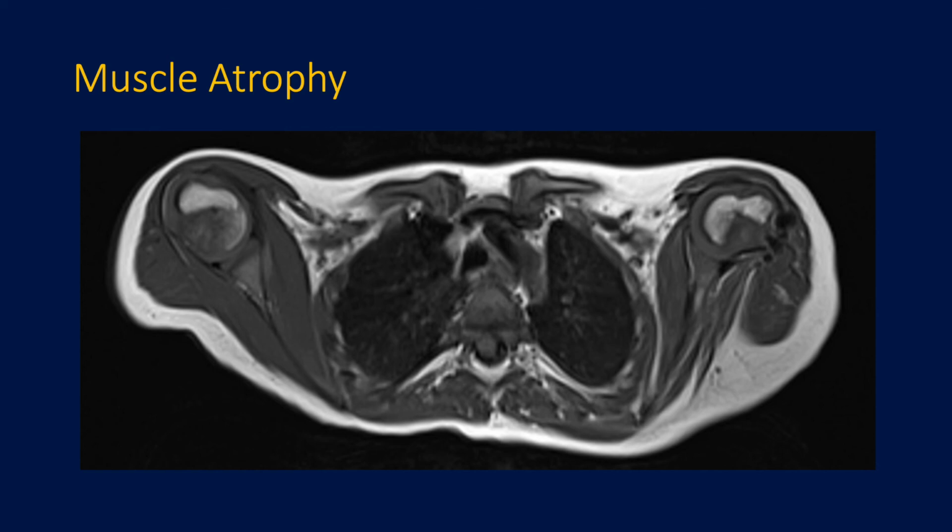T1 weighted imaging is better for assessing the degree of muscle atrophy. In this case, the affected left shoulder demonstrates atrophy not only of the infraspinatus but also of the subscapularis musculature.